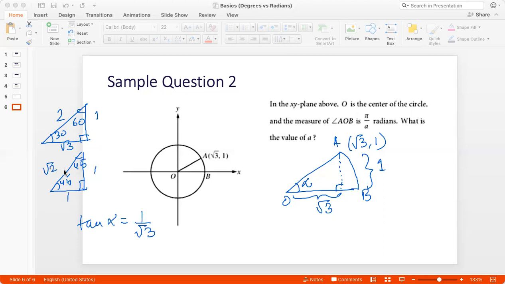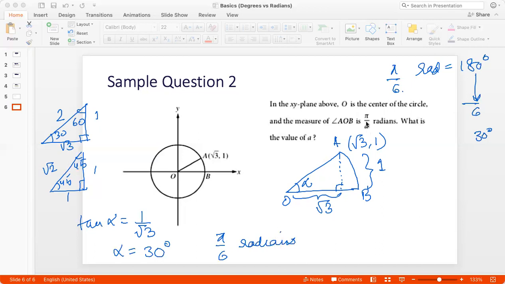So with these, you can find any trigonometric ratio for these angles, right? So for example, I can see that tan 30 would be 1 by √3, which is what we have got for this angle AOB. So that means alpha is 30 degrees. Now, 30 degrees is how many radians? We know that pi radians is 180 degrees. To get 30, I divide this by 6, right? So I would need to divide pi by 6 also. So that's pi by 6 radians. Since we were asked the value of A, the value of A will be 6, right?